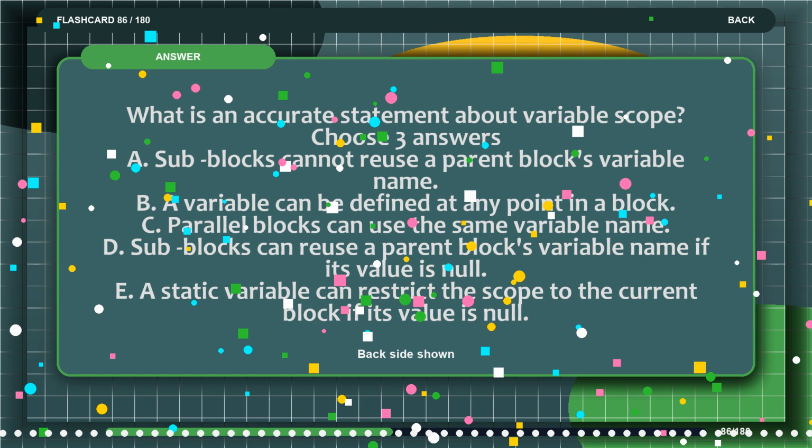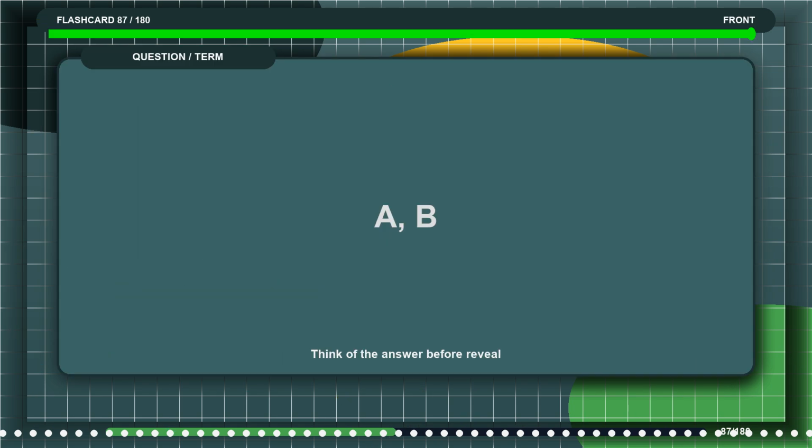B. A variable can be defined at any point in a block. C. Parallel blocks can use the same variable name. D. Subblocks can reuse a parent block's variable name if its value is null. E. A static variable can restrict the scope to the current block if its value is null. Flashcard 87. A, B. Think of the answer before the reveal.